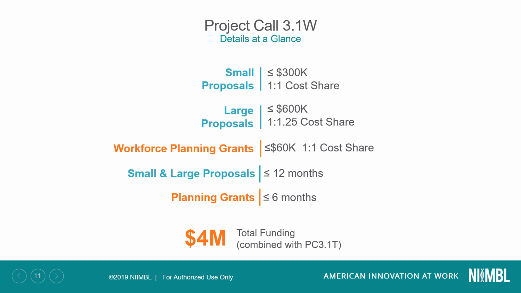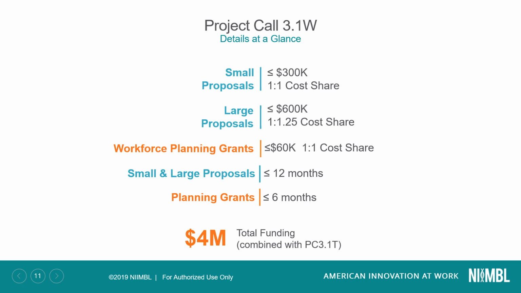Within the workforce project call 3.1, we also have planning grants. These are much smaller. Those are restricted to less than or equal to $60,000. It's a 1-to-1 cost share. For the small and large proposals, those have to be less than or equal to 12 months in duration. The planning grants need to be 6 months or fewer in duration.